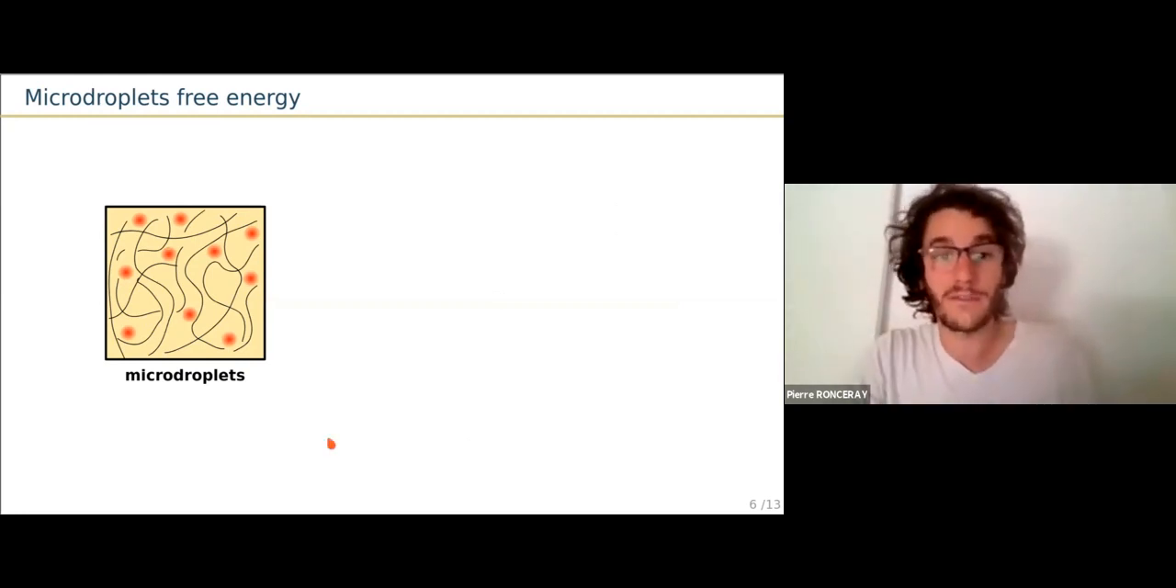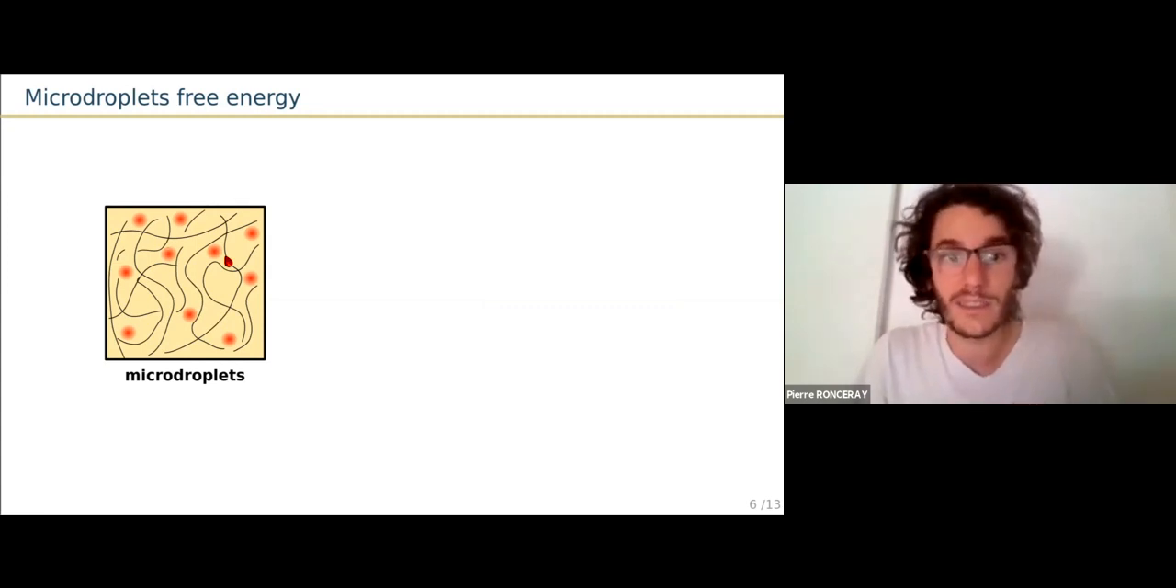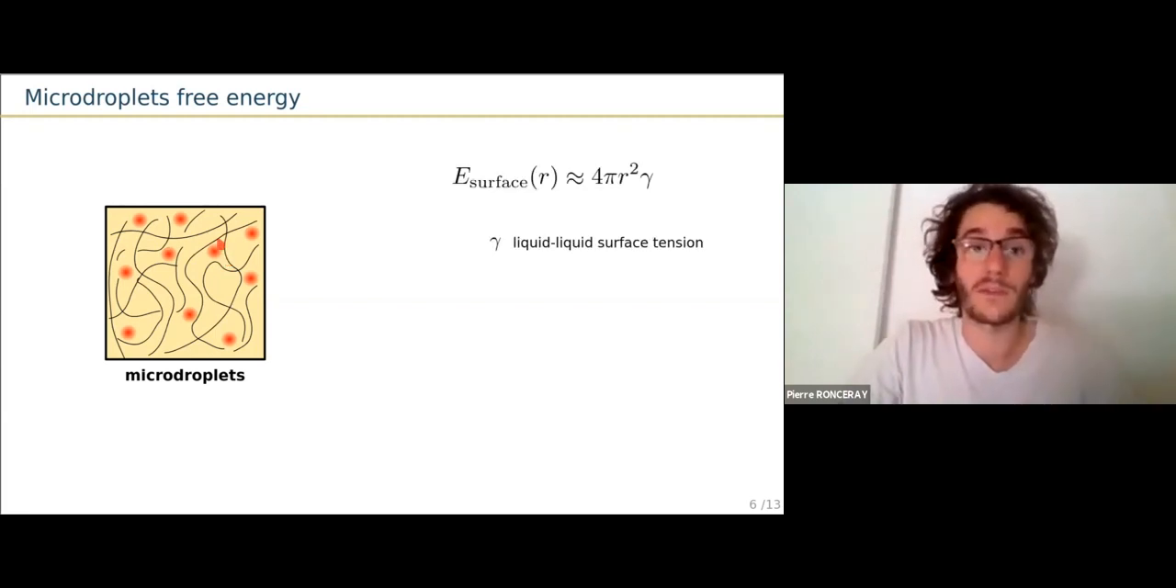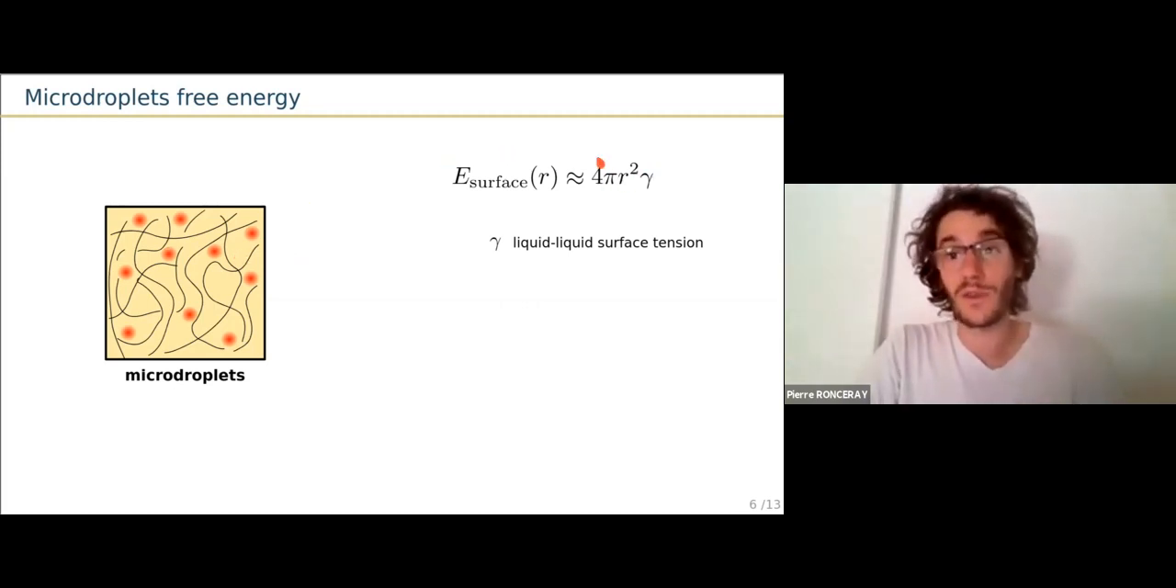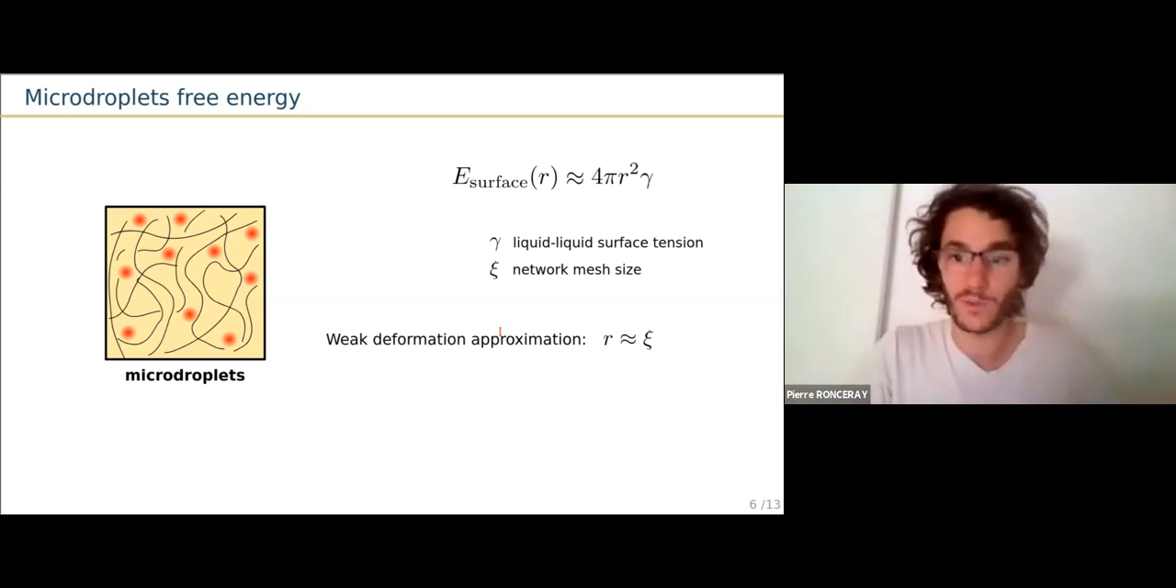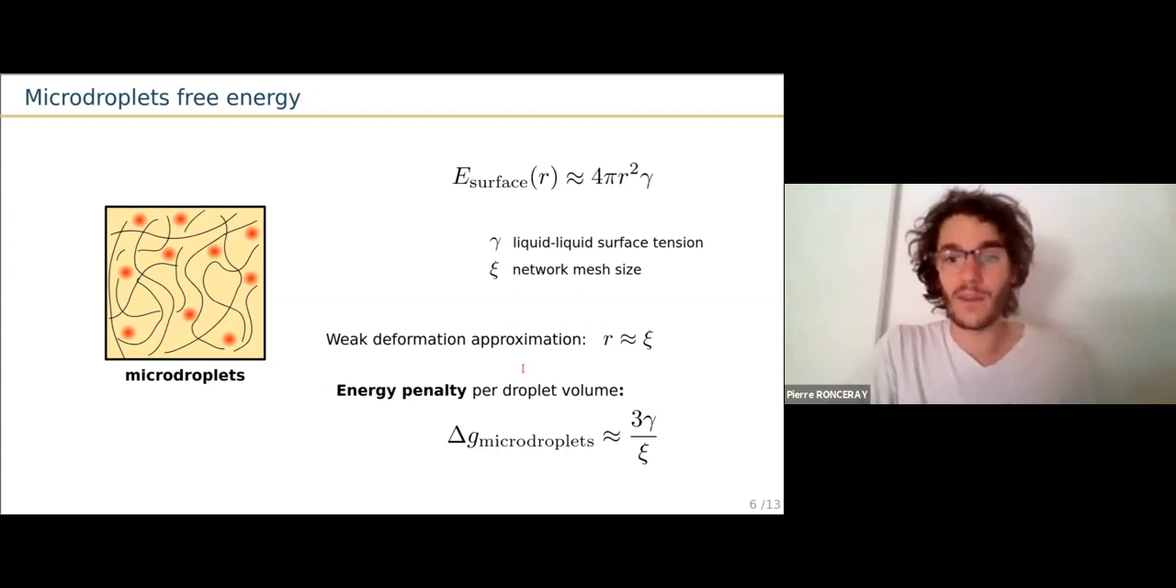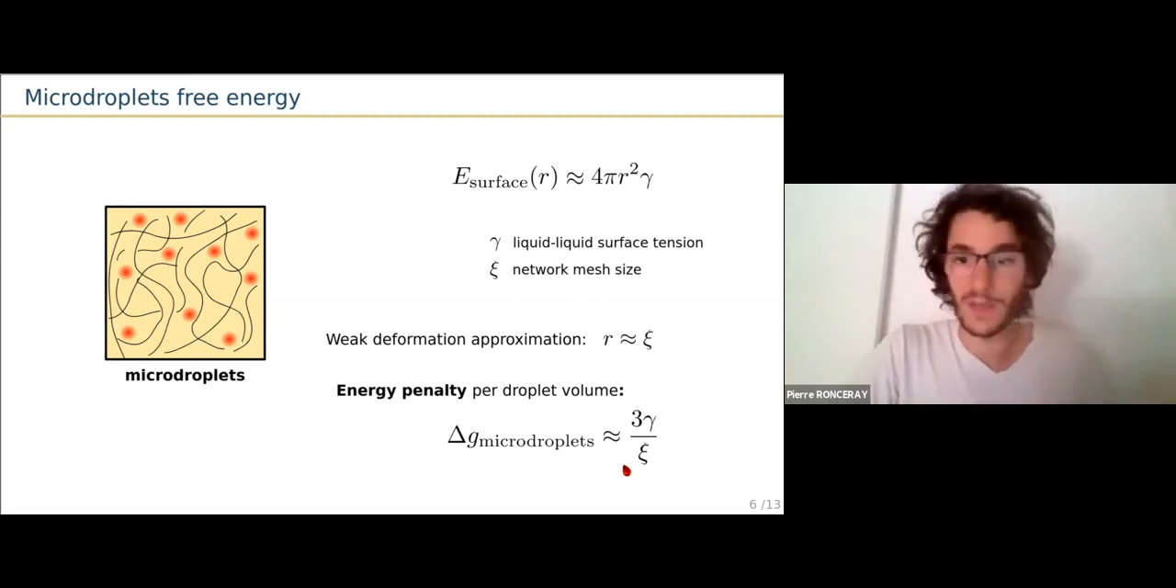So in that case, because these droplets are very small and they do not deform substantially the network, what I'll assume is that the elastic energy is negligible, but that comes at a cost, which is the fact of having a large interfacial area between the two liquids. And so that results in a surface energy between the red and the yellow liquid, which scales as the surface of a droplet. So 4 pi r squared is the area of the droplet times the liquid-liquid surface tension. Now, if I assume that the characteristic size of these droplets is the mesh size of the network, and that you do not substantially deform the network, the energy penalty per droplet volume is now proportional to the ratio between the liquid-liquid surface tension to the network mesh size. And so the larger the mesh size or the lower the surface tension, the easier it's going to be to make these micro droplets.